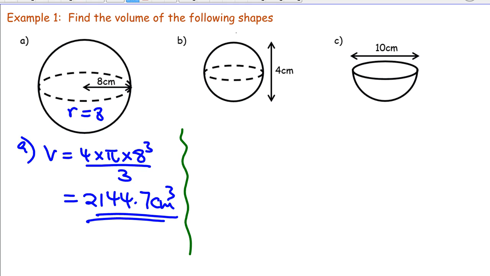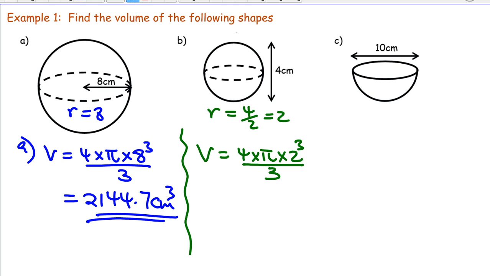In the next example, B, you have to identify the radius. So the radius is 4 divided by 2, which is 2, which means that the volume will be 4 multiplied by pi multiplied by 2 cubed divided by 3. That will be 33.5 centimeter cubed.